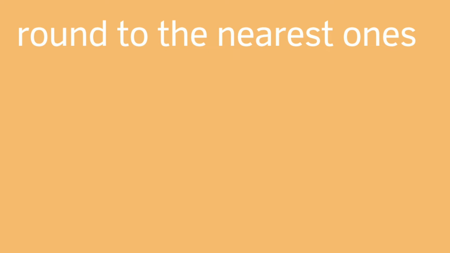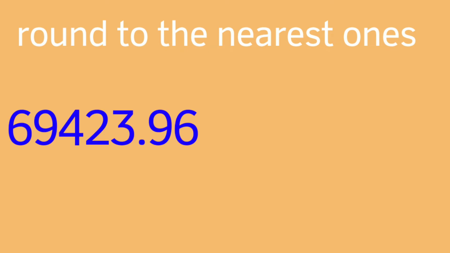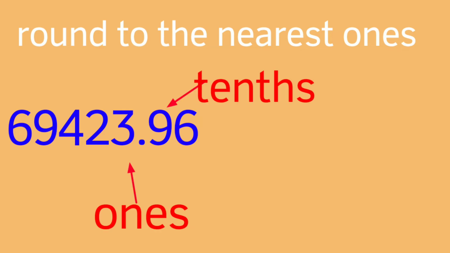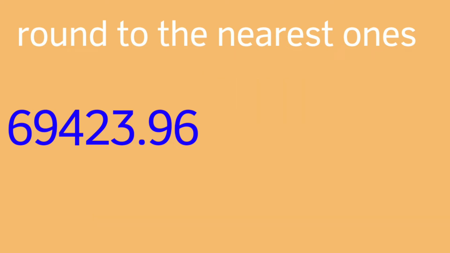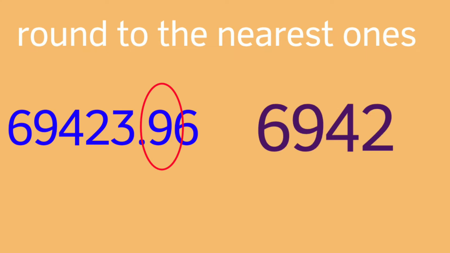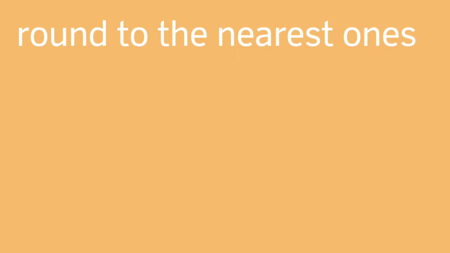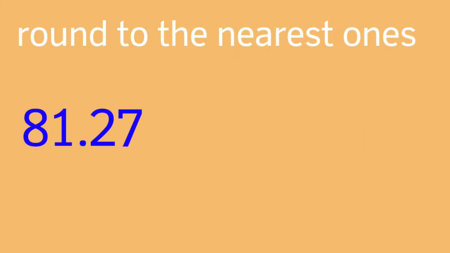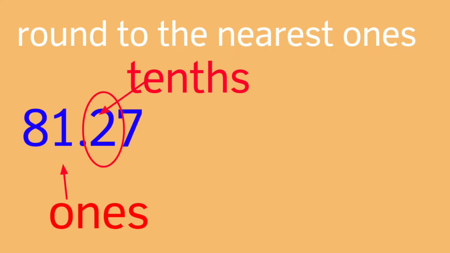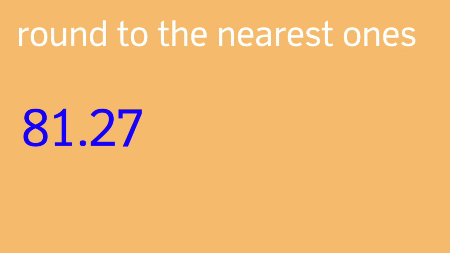Let's set an example. Round 69,423.96 and 81.27 to the nearest ones. In this number, 3 is the ones digit, not 9, because there is a decimal point in between 3 and 9. The number to its right is greater than 4, so the answer is 69,424. In 81.27, 1 is the ones digit and the number to its right is lower than 5, so rounding the number to ones is 81.